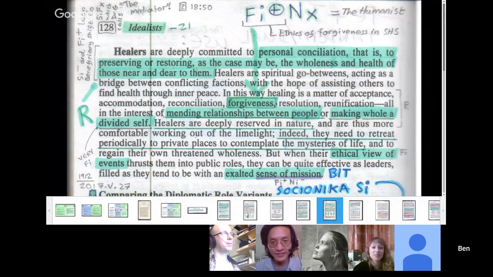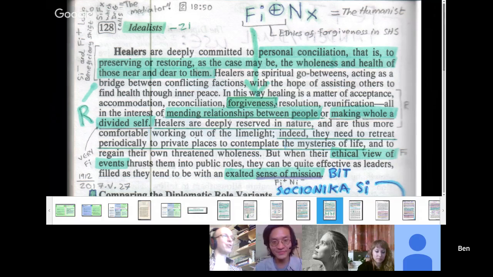Okay. So healers are spiritual go-betweens acting as the bridge between conflicting factions with the hope of assisting others to find health through inner peace. In this way, healing is a matter of acceptance, accommodation, reconciliation, forgiveness, resolution, reunification, all in the interest of mending relationships between people and making whole a divided self.